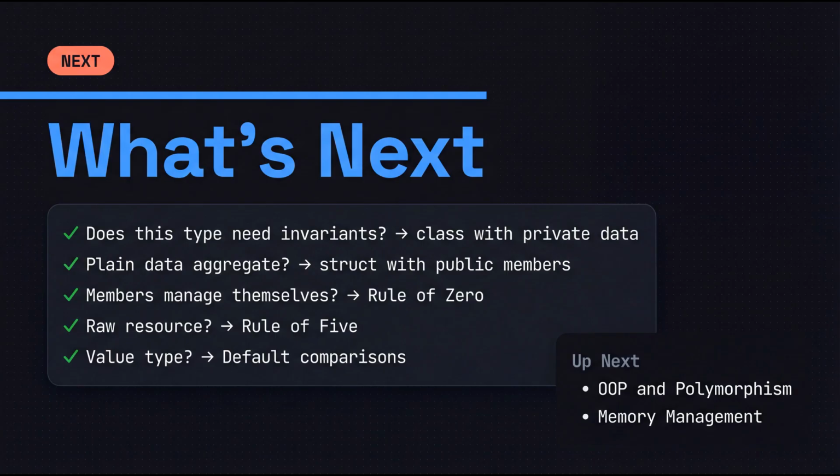For next topics, continue with OOP and polymorphism to learn how inheritance and virtual functions enable runtime dispatch. Then memory management to learn how smart pointers and RAII handle lifetimes automatically.